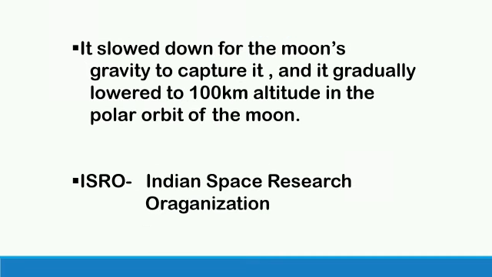Then the spacecraft slowed down for the Moon's gravity and gradually lowered its height to 100 km, and it entered into the polar orbit of the Moon. Chandrayaan 1 was launched by ISRO. It means Indian Space Research Organization.